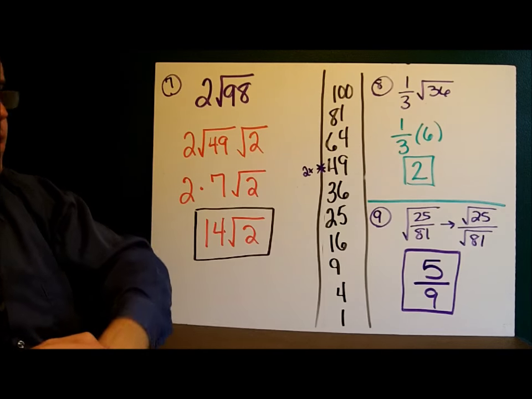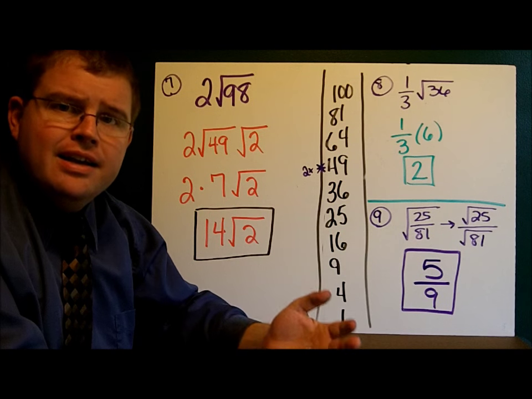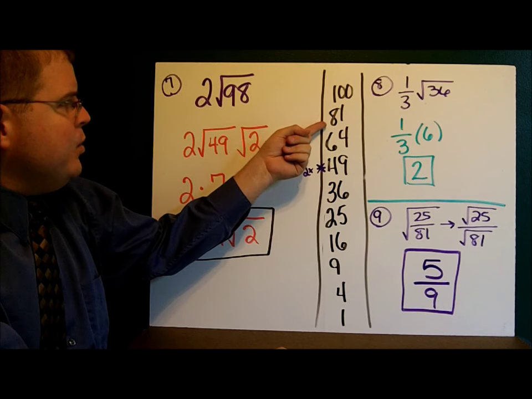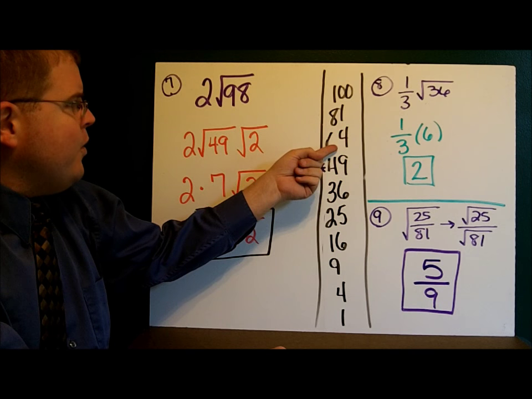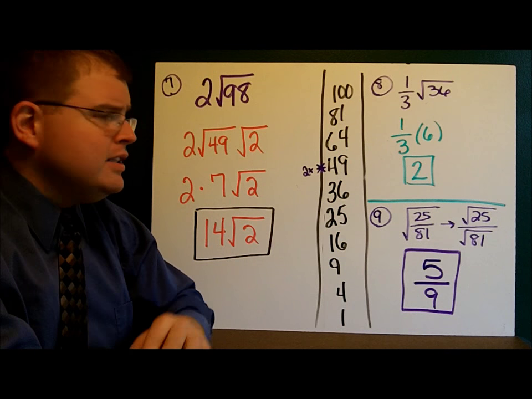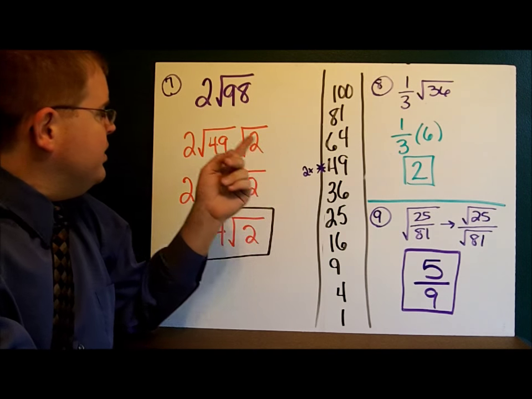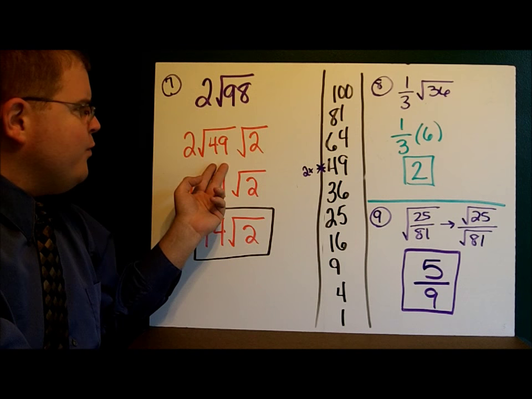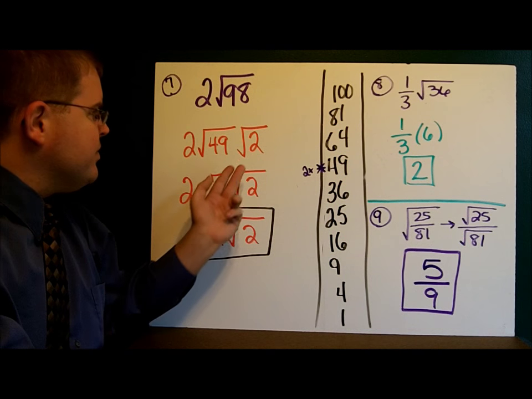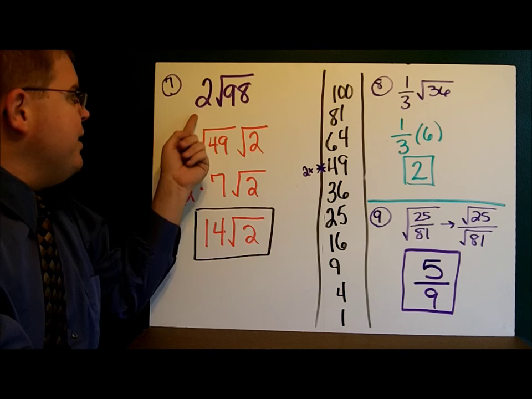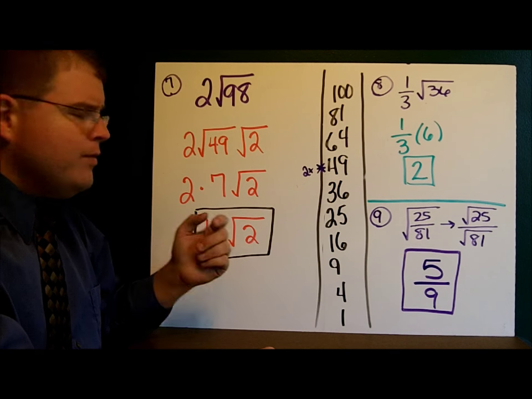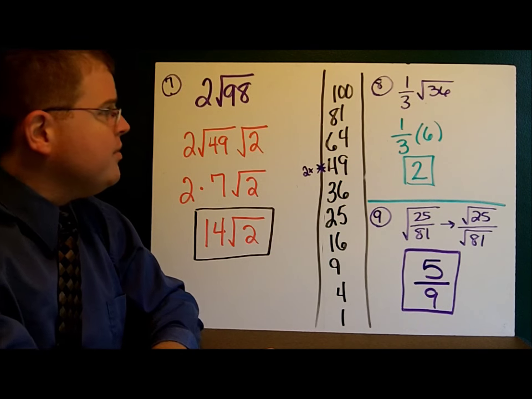Example number 7, we have 2 square roots of 98. 98 would be up here on our list, but it's not there. Does 81 go into it? No. 64? No. 49 does. 49 goes in twice. So we have 49 times 2. We'll change this 98 to a 49 and a 2. Square root of 49 is 7. Square roots of 2. And we can't forget we had this coefficient out here. So we have 2 times 7, 14, square roots of 2.